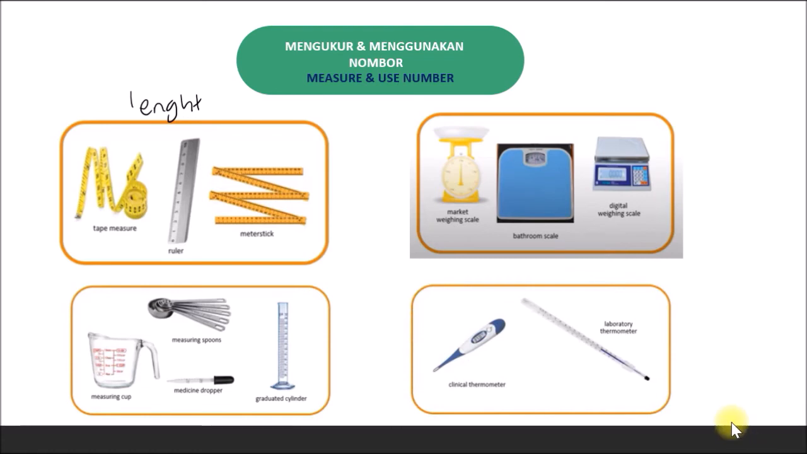Alright, the second group here is a few kinds of balance, okay? We have a kitchen scale, a bathroom scale, and a digital weighing scale. All of these are used to measure mass, okay? Next, we can see a measuring cup, a measuring spoon, a medicine dropper, and a graduated cylinder. Can you guess what these tools are for? Yeah, they are related to liquid. The use of these tools is to measure the volume of liquid.